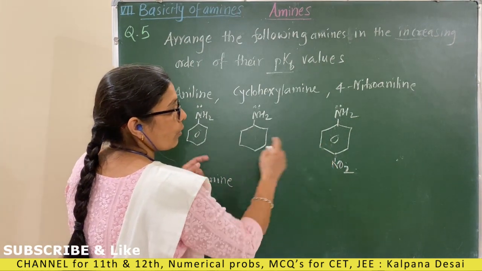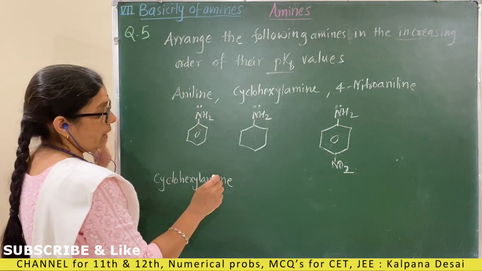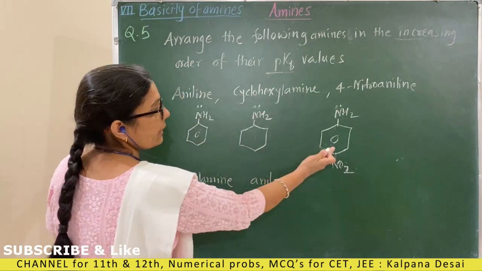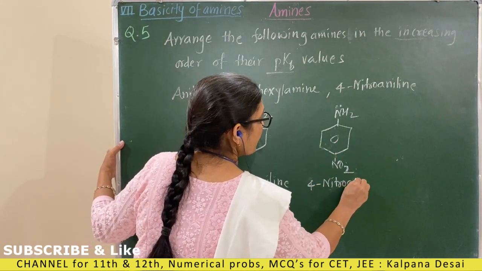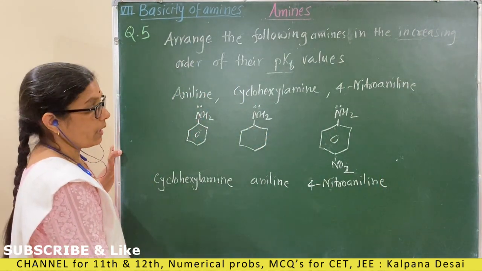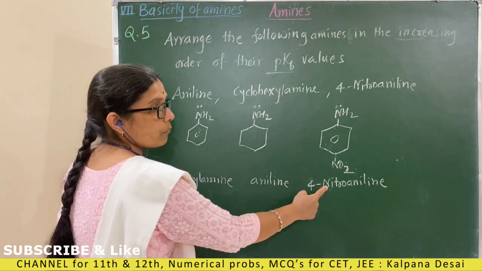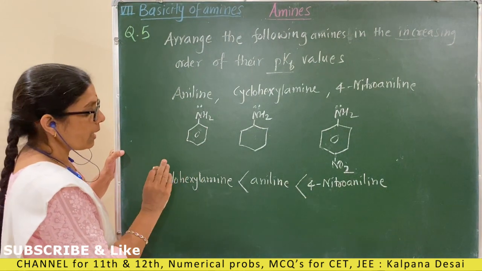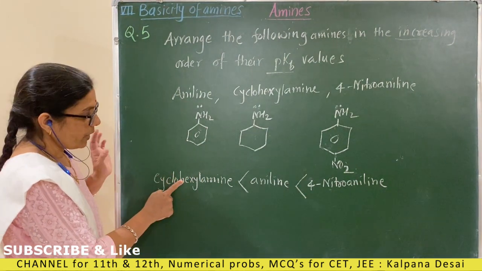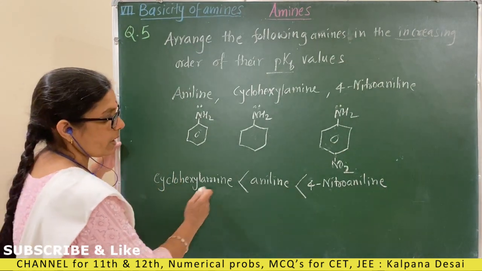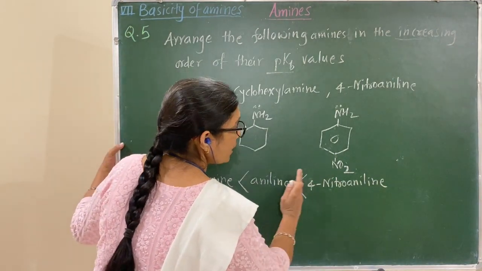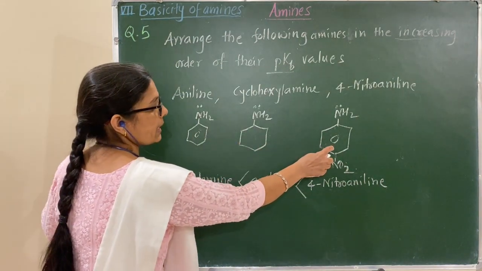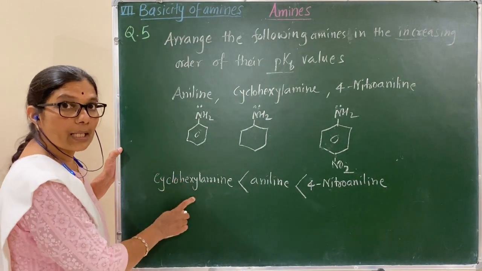Okay. Now, out of these two, here there is an electron withdrawing group, therefore it decreases the base strength. Therefore, it is less basic than this. So next one is aniline, and then this is 4-nitroaniline. We require the increasing order of pKb value. The stronger base has the smaller pKb, and the less basic one has the larger pKb. So in increasing order of pKb, the least basic comes last and the more basic comes first. Okay.